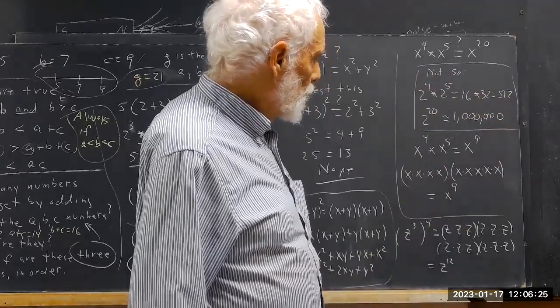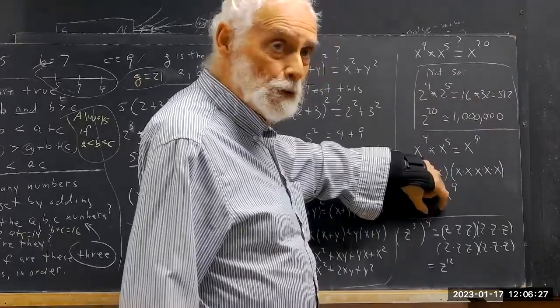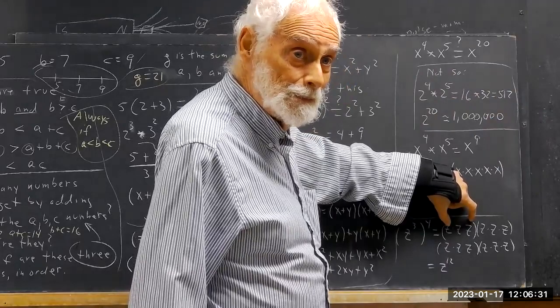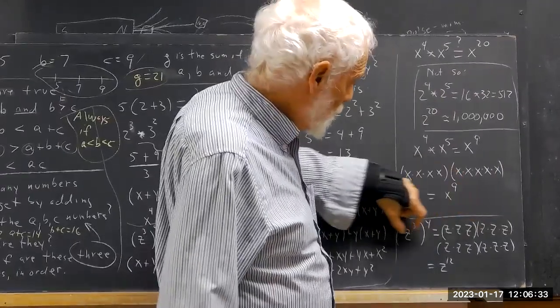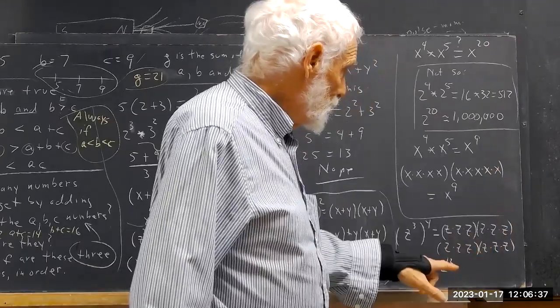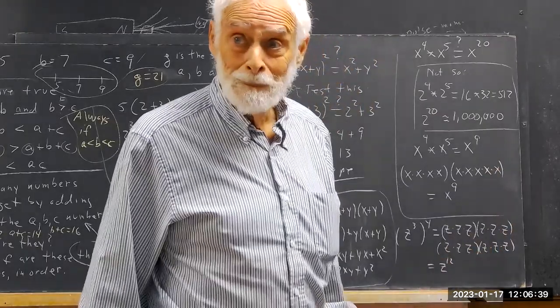Okay, Z cubed to the 4th means Z cubed 4 times. Z cubed means Z times Z times Z. Z cubed to the 4th is this times this times this times this. Now how many Z's do you have? You have 12, not 81.